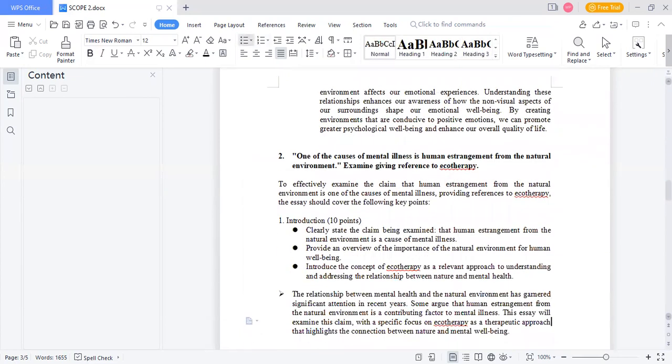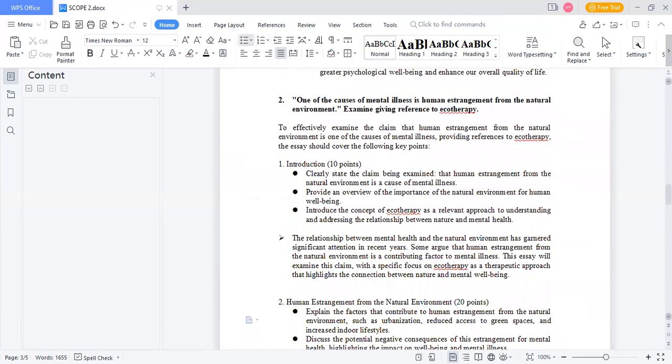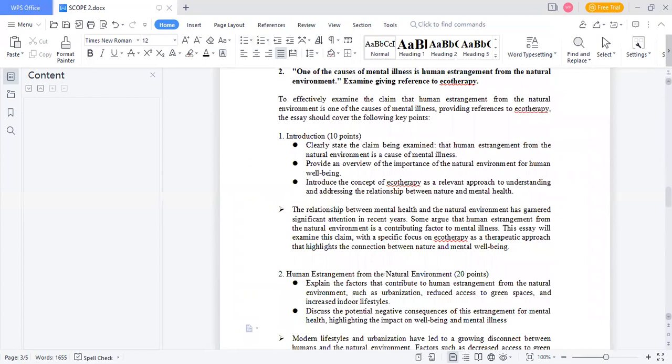So another question that we might need to add is: one of the causes of mental illness is human estrangement from the natural environment. Examine, giving reference to ecotherapy, why it is important to take care of our environment.